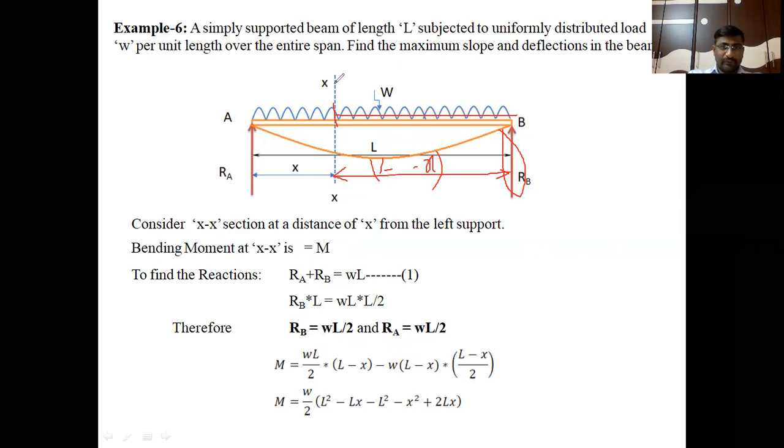So M, the bending moment at XX, is equal to RB into L minus X. It is in anti-clockwise direction, which is taken as positive. So RB value is WL by 2, WL by 2 into L minus X.